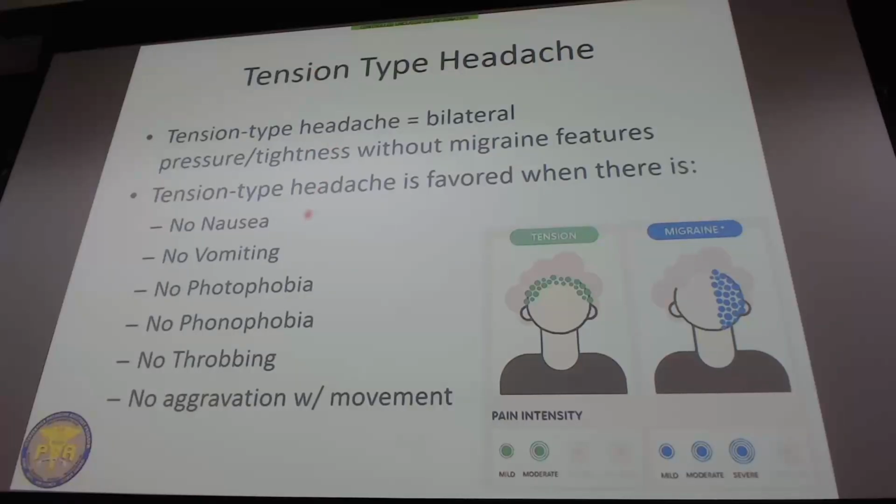Again, tension type headache is favored when there's no nausea, vomiting, all these things. When it's not a migraine, it's a tension type headache mostly. And just more of the same. There's nothing exciting or new here.